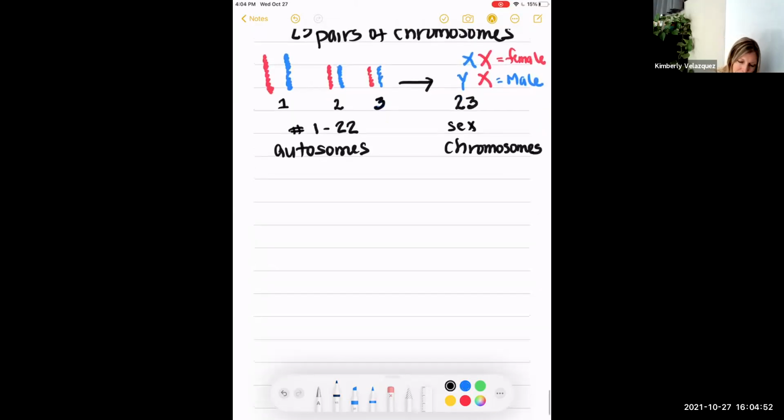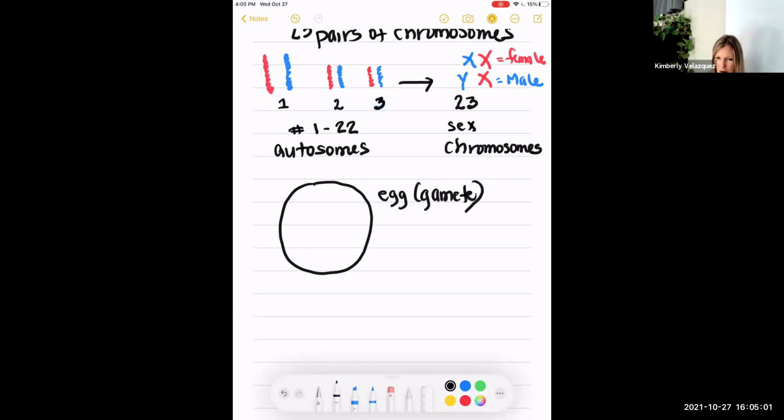Let's say this is an egg, which is a gamete. In this egg are chromosomes 1 through 22, which are the autosomes, one of each, and a chromosome number 23, which is the sex chromosome. Same thing in the sperm. One of each for 1 through 22, and then there's a 23rd.